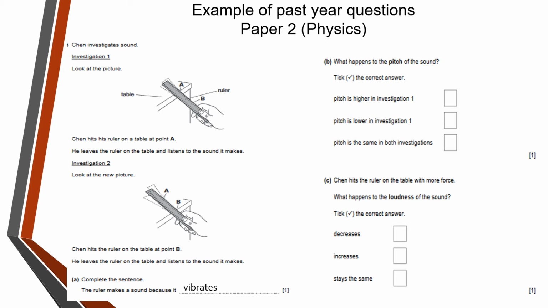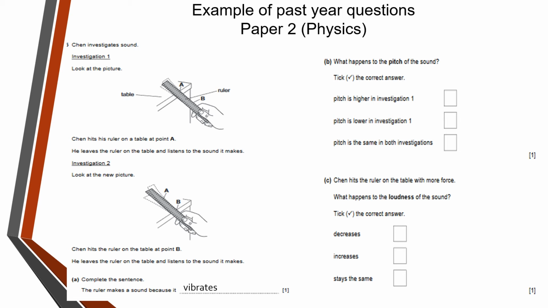Next, what happens to the pitch of the sound? Tick the correct answer. So read all the 3 options given. Pitch is higher in investigation 1, pitch is lower in investigation 1, pitch is the same in both investigations. Now we should know that if the ruler is shorter, then the vibration is faster. So the faster the vibration, the higher the pitch. If the ruler is longer, then the vibration is slower. The slower the vibration, the lower the pitch.